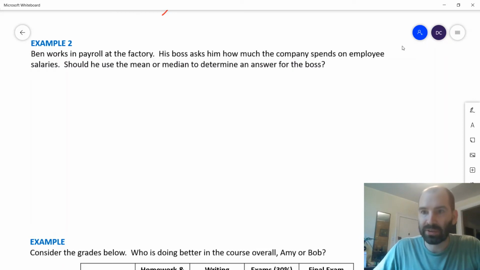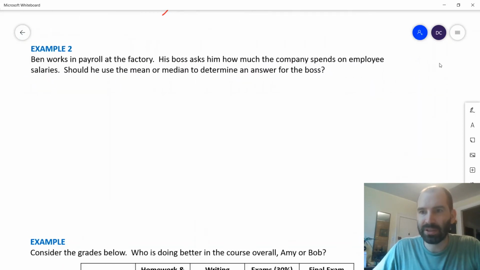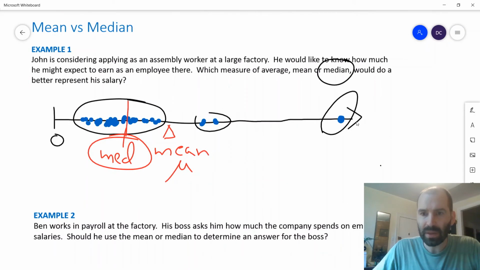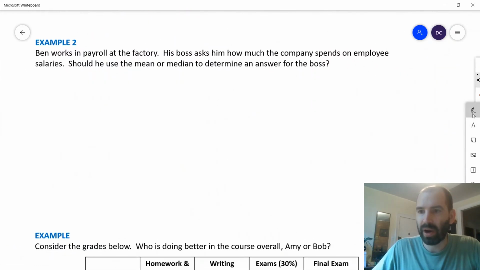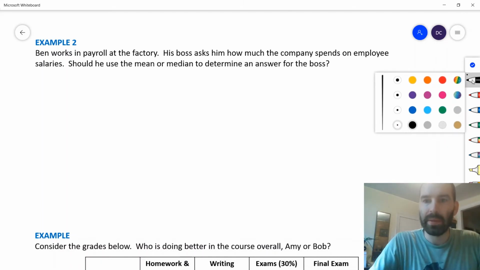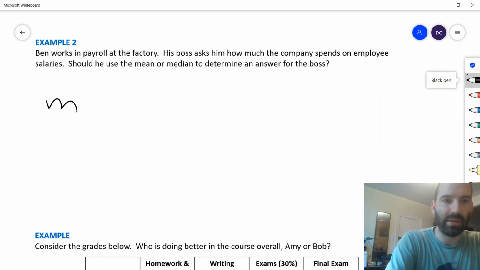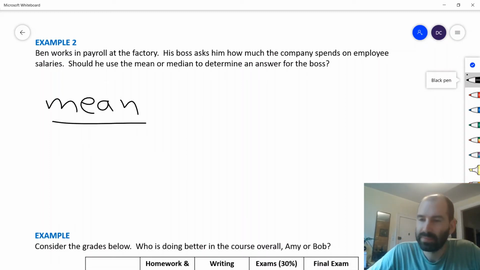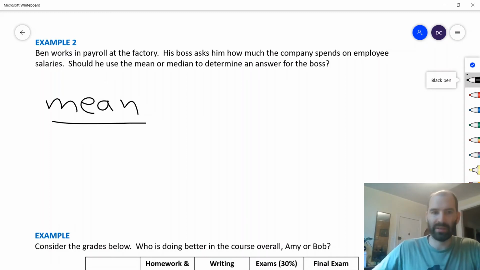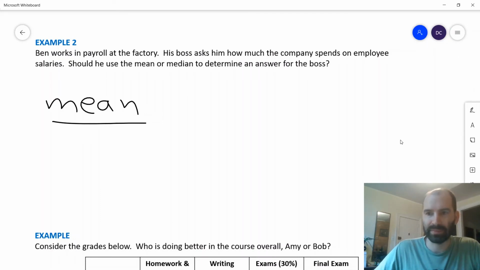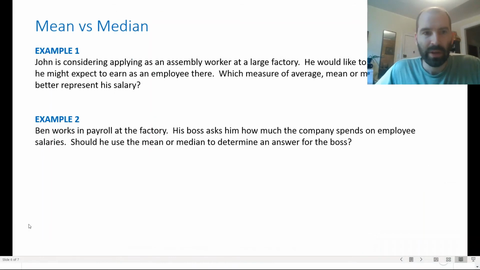So in this particular setting, including the CEO's salary and the managers' salaries is important, right? So here would be a case where the mean would be the better measure of average. You don't want to gloss over those other salaries if we're doing bookkeeping.